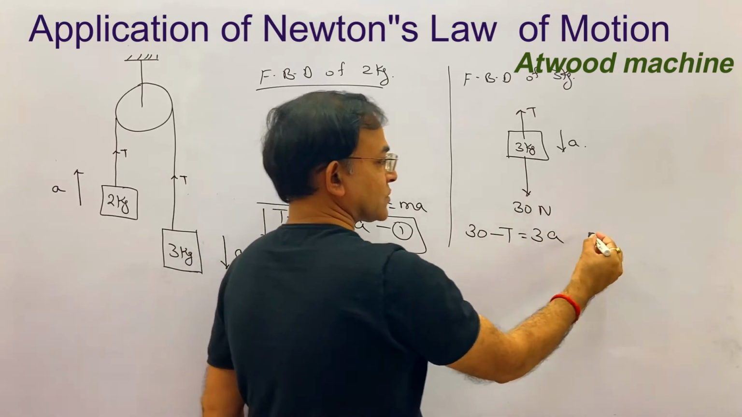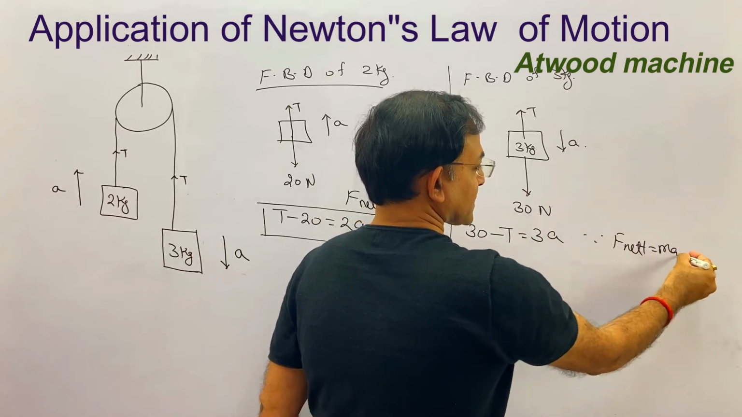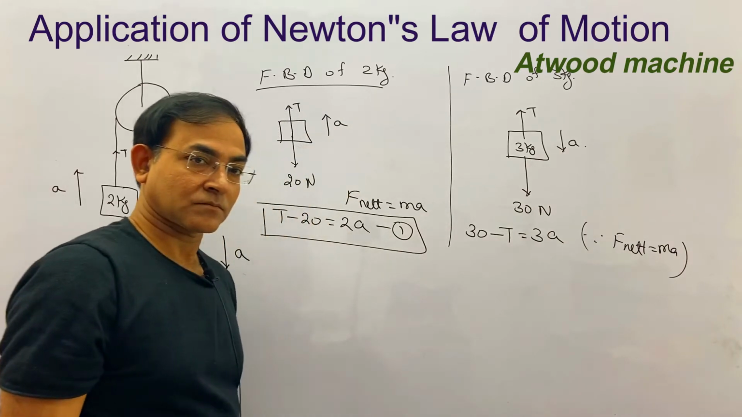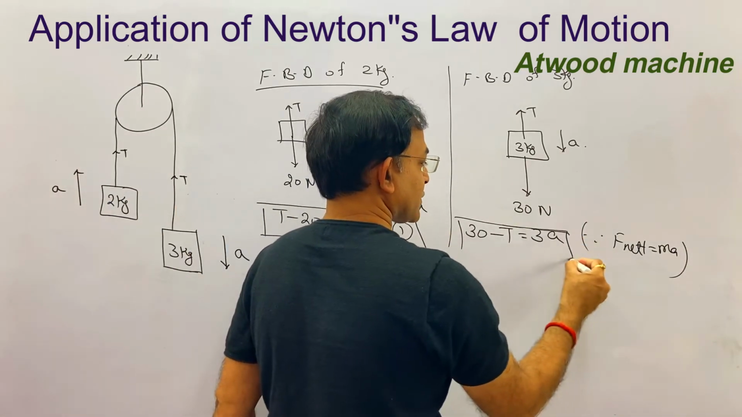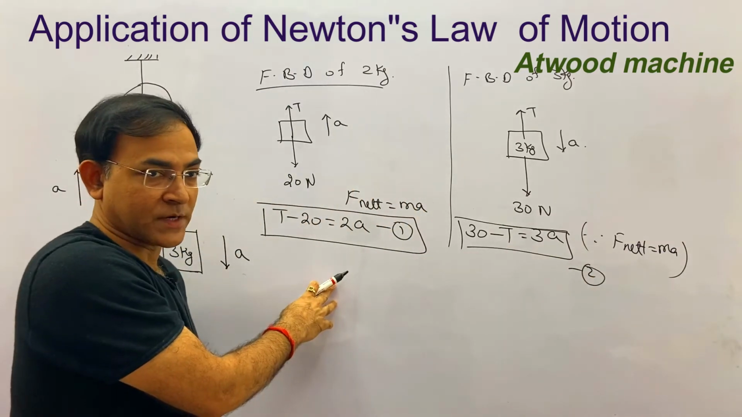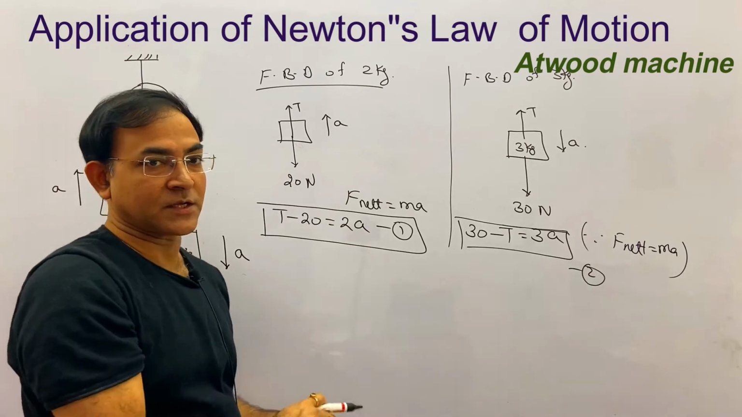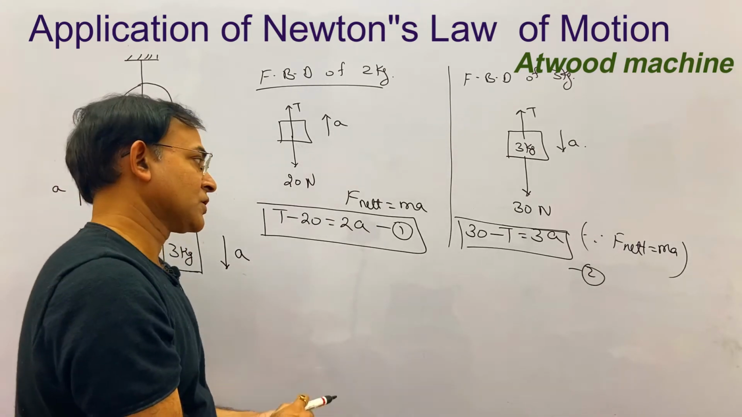Here we are also using the same concept: F net equals mass into acceleration. Now we are getting the second equation. This is the second one. Now we just have to solve these two equations simultaneously and we get the tension and acceleration, which is our required answer. So what will we do?